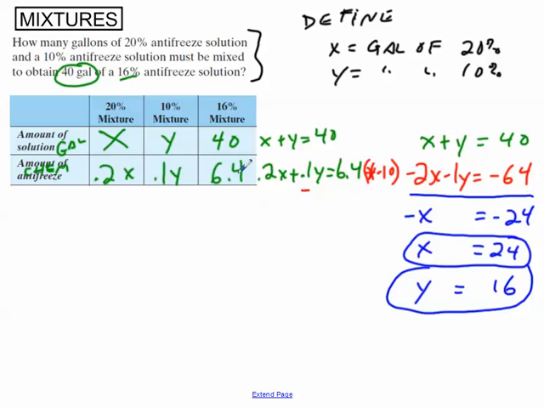And then you could do the multiplication as well to double check. I would recommend double checking, especially with that equation there. But essentially, there's our answer. X equals 24, 24 gallons of 20% solution. Y equals 16, 16 gallons of 10% solution, and we're done.